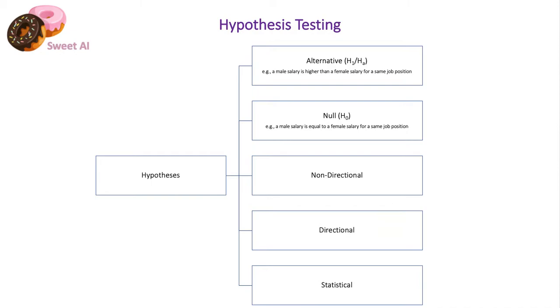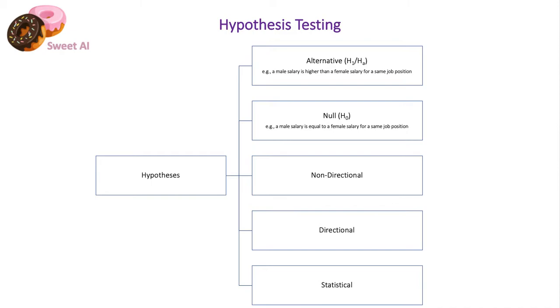An example of a null hypothesis for the same example is that a male salary is equal to a female salary for the same job position. What we have here is two variables, and we are trying to say they are not related to each other, and there is no difference between samples, and the effect that they have on each other is just by chance.